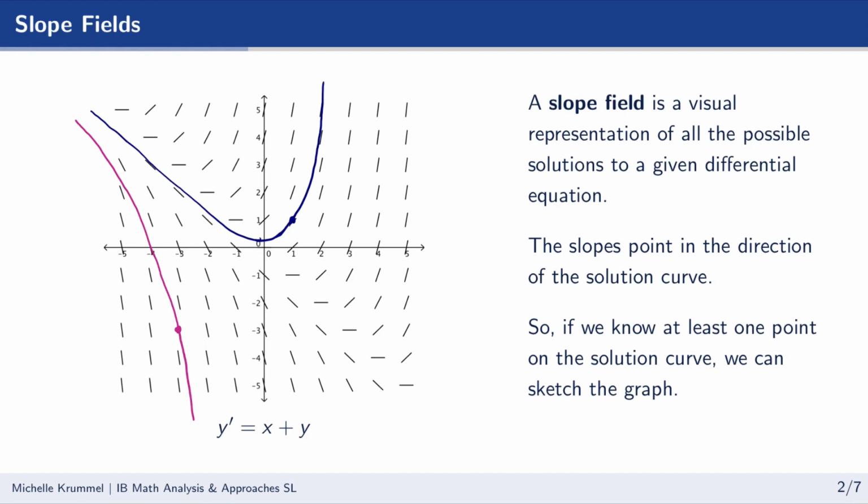And so in order to sketch the solution in the slope field, you do need to know at least one point on the graph of your function y equals f of x. Otherwise, we have no idea what points the graph could be passing through.